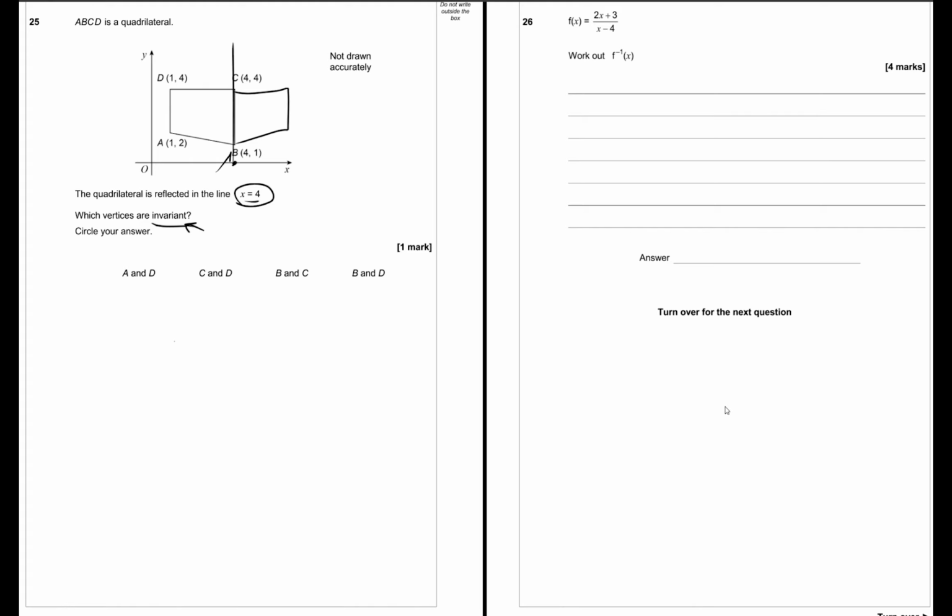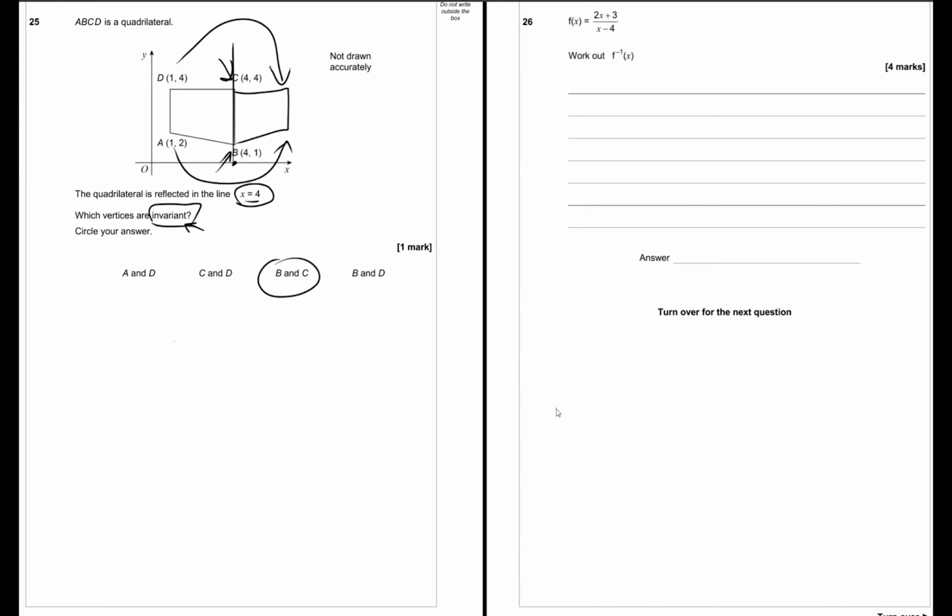So you can look at it and see B and C will not move, whereas D will go to here, A will go to here, but B and C will stay in the same place. So those two are invariant. So you need to remember the definitions of these words, because I had to Google that. Alright, 25 is done. Okay, 26.